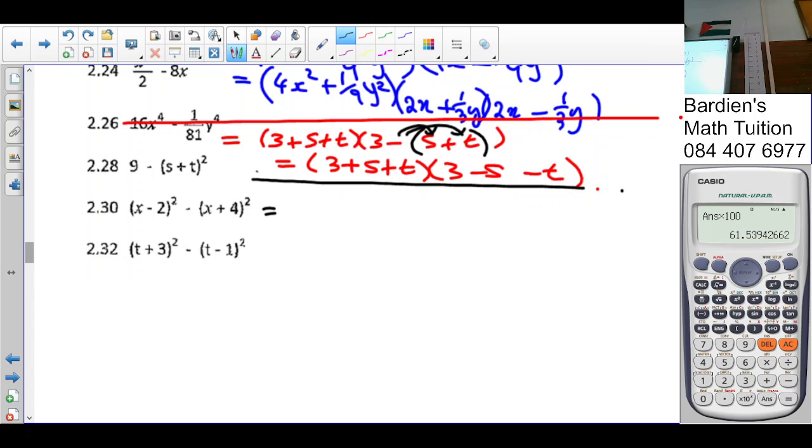What is the square root of x minus 2 all squared? x minus 2, x minus 2. At that point we say 1 plus 1 minus. What's the square root of x plus 4 all squared? x plus 4, x plus 4. And what must we not forget? The brackets.